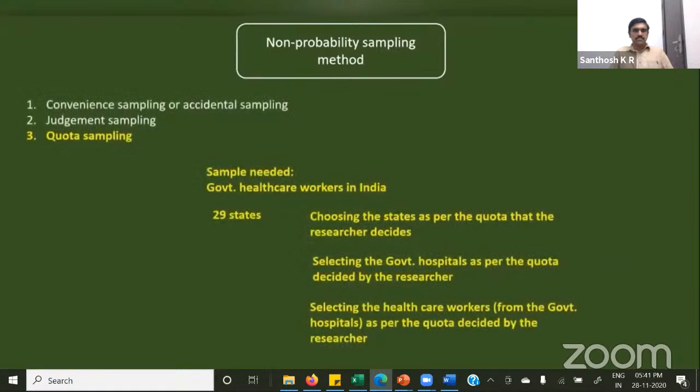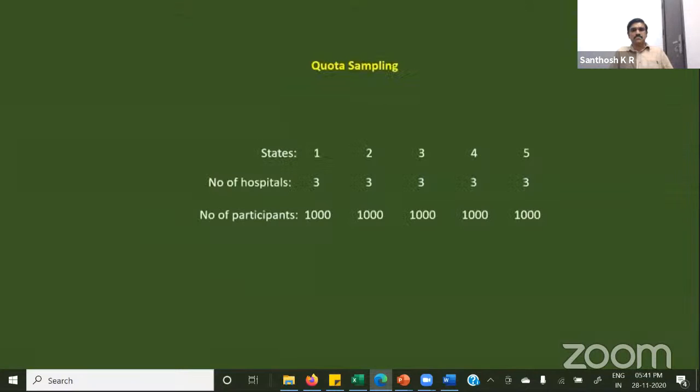Quota sampling has a similarity to stratified random sampling. We will decide specific quotas for each category in the sample. For instance, we conduct research among government healthcare workers in India. We will deliberately choose states which are easily accessible to us. In each of these 5 states, we will decide as per our accessibility the hospitals from where we may collect data. From these hospitals, we may select the healthcare workers again as per our accessibility to them.